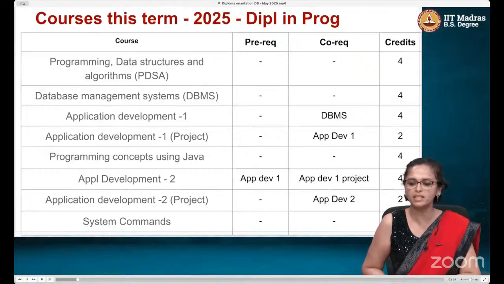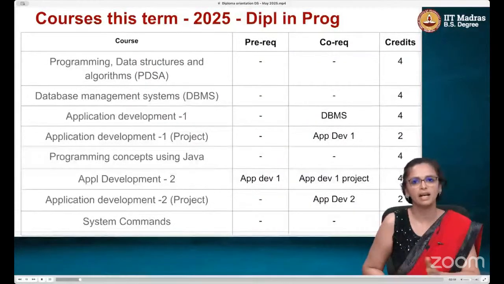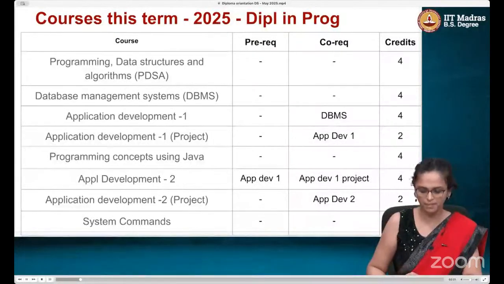And the credits, you can see the credits are 2 credits for the project courses, 3 for system commands and 4 credits for the remaining 5 courses. So the entire total credits for diploma in programming is typically 27 currently as you enter the diploma level.